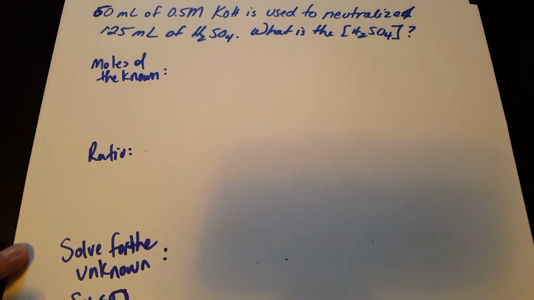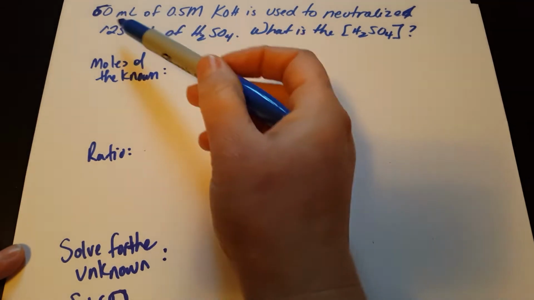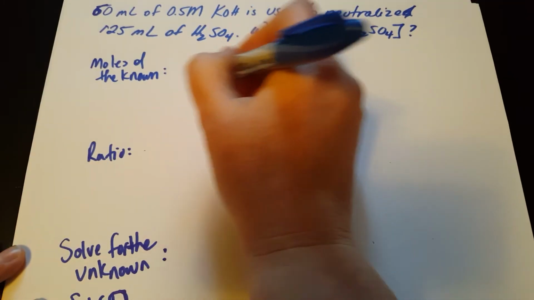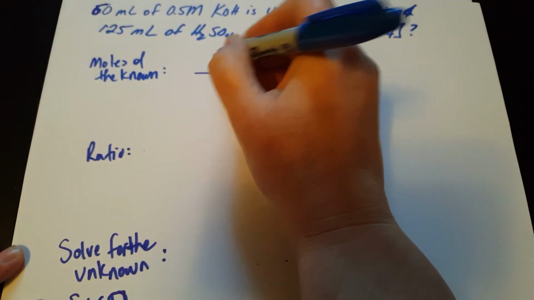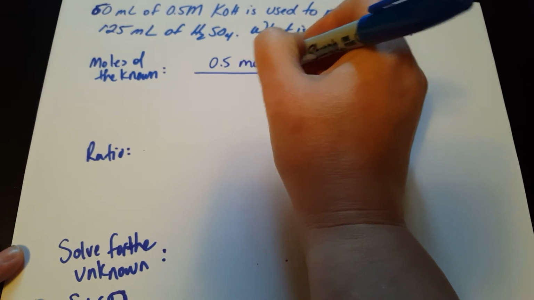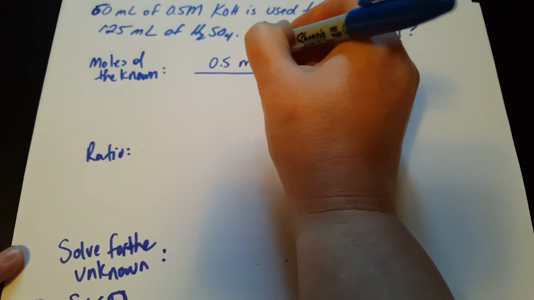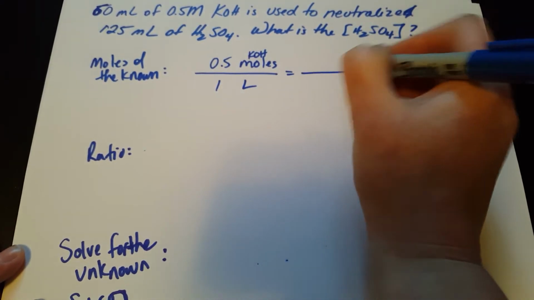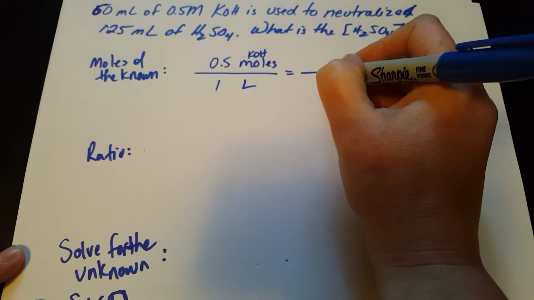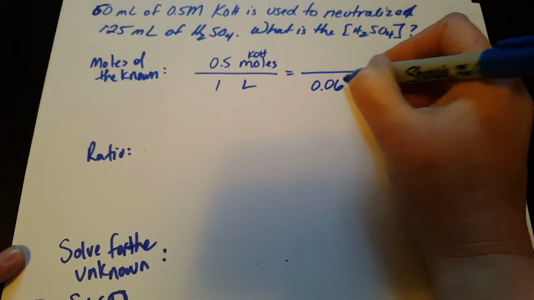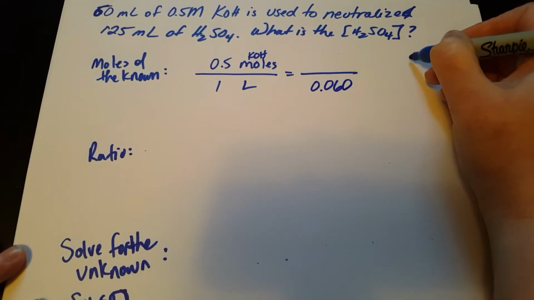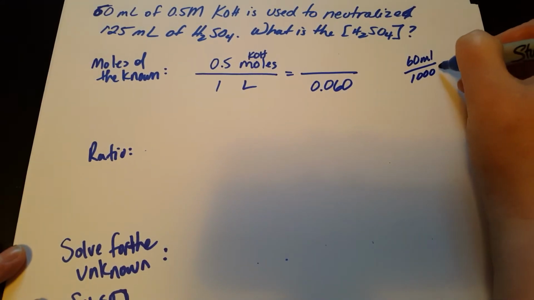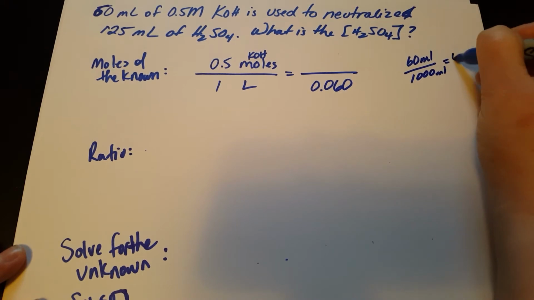So we'll start with what we know. We know volume and we know concentration about potassium hydroxide. So let's start it off there. 0.5 moles of the KOH is in 1 liter of water, but we're dealing with 60 milliliters. Again, 60 milliliters, if we divide that by 1,000, that gives us our 0.06.